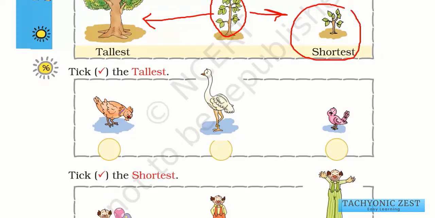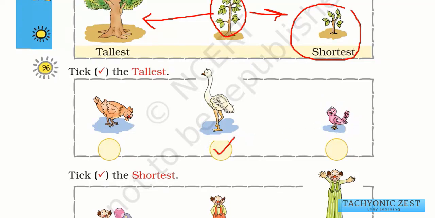Now in the next question, we have to tick the tallest item. These are a few pictures of birds that are given, and we have to tick the tallest. Now this is a hen, and we can see that it is not so tall, but out of all these three, this bird over here is the tallest, so we will tick the tallest bird.